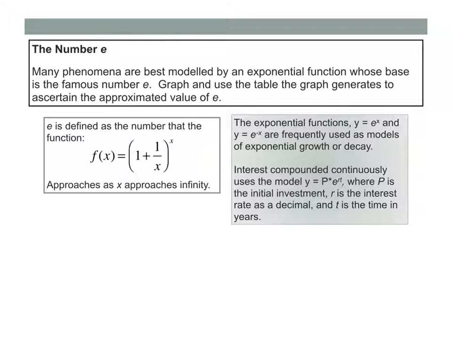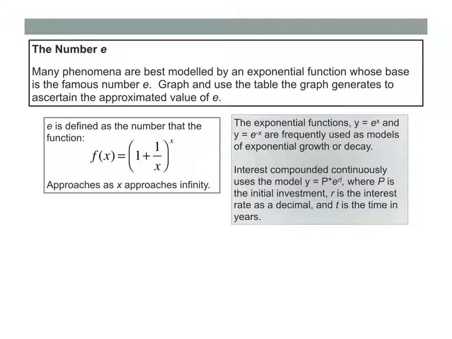It's just a decimal. On your calculator, it's right under pi. So instead of going second pi, it's second e. You can see it's like 2.71828, I think. Yeah, it keeps going forever, just like pi does. So it's just another number. Don't freak out when you see it. So it says here many phenomena are best modeled by an exponential function whose base is the famous number e.